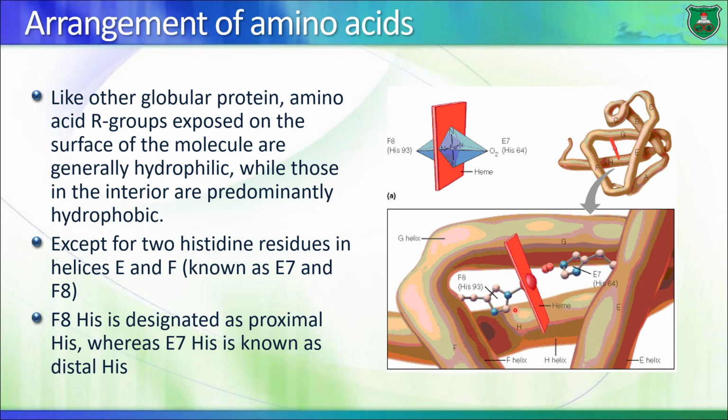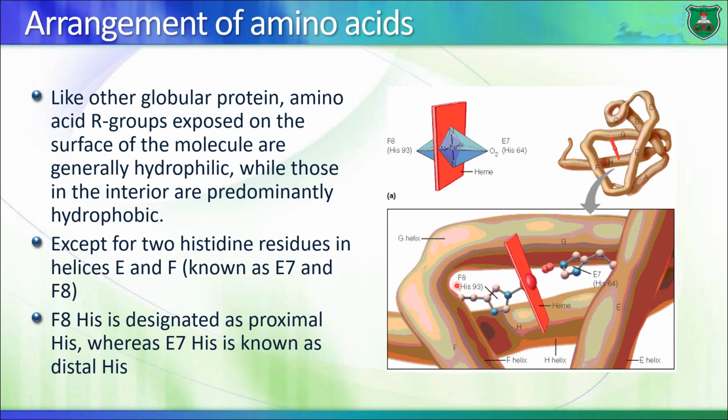And these 2 histidine residues are known as the proximal histidine and the distal histidine. So you have the proximal histidine in the F alpha helix, and you have the distal histidine in the E alpha helix. Now, whenever you notice that there are hydrophilic amino acids in the center of the molecule, it gives you an indication that these amino acids have a purpose.